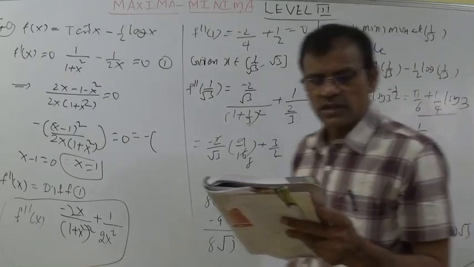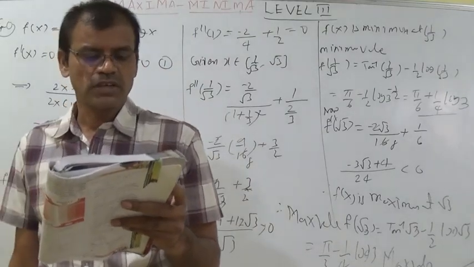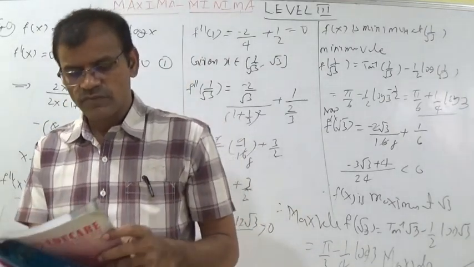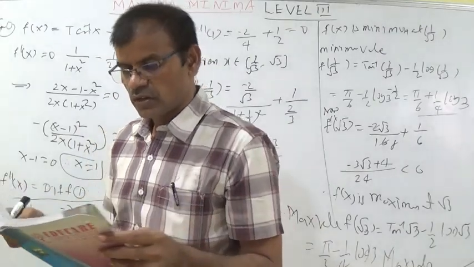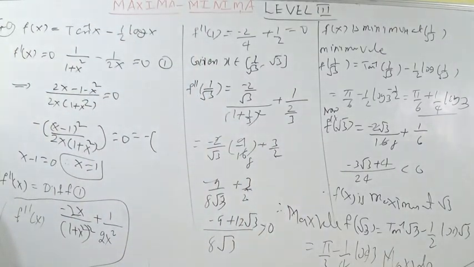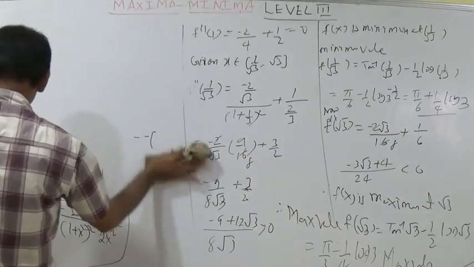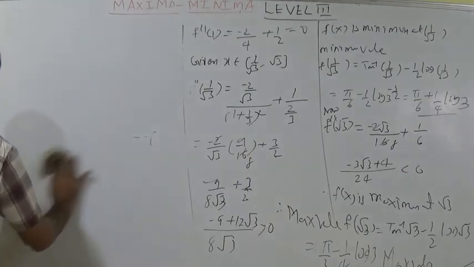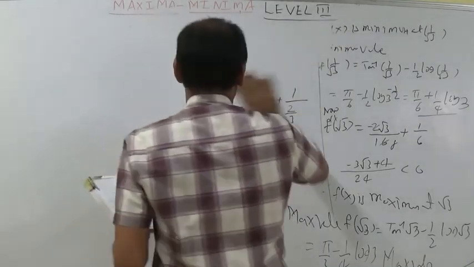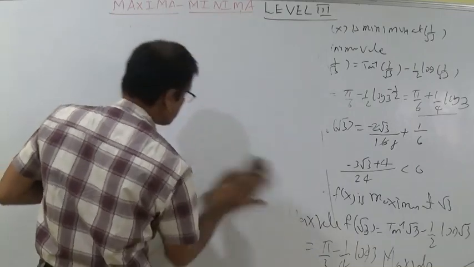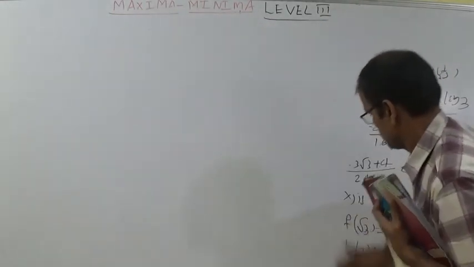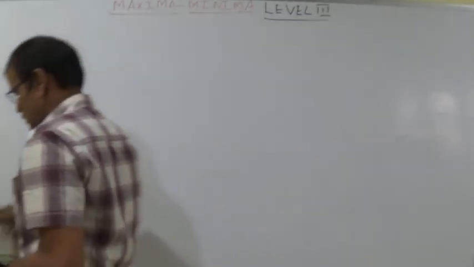But according to the options, the least value of f of x on 1 by root 3 comma root 3 is given as pi by 3 minus 1 by 4 log 3. It is wrong. Only the first option is correct. Change to the correct one. 40th question. Let us discuss the 41st question. Let f of x be equal to... 40 completed, 41st question.